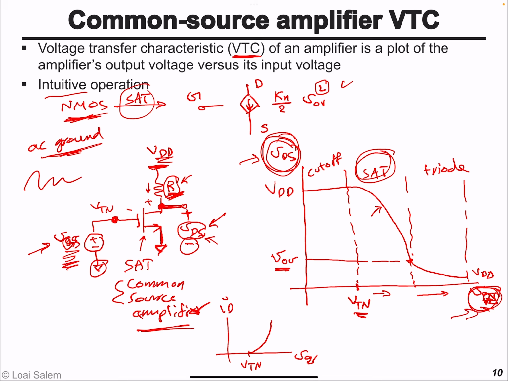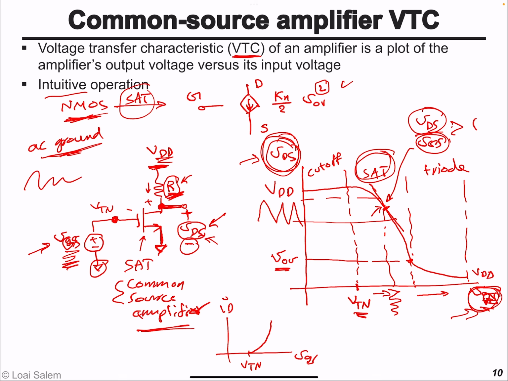And as you can see, the slope of the relation between the output and input in the saturation region is higher than 1. This means that at this particular point, if we measure the slope, we'll find that the ratio VDS over VGS, the output to input ratio, is larger than 1. This means the output is indeed larger in magnitude than the input if the input signal is changing around this point. So we'll find that the output signal changes in the same way but with a larger magnitude.